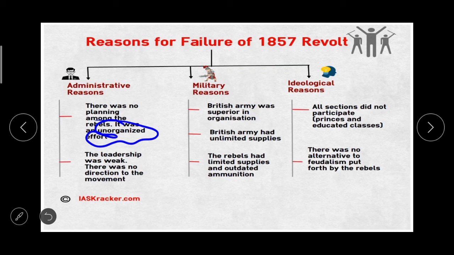Military reasons: British Army was superior in organization. British Army had unlimited supplies. The rebels had limited supplies and outdated ammunition. Ideological reasons: all sections did not participate. For example, princes and the educated class remained away or aloof from this struggle. There was no alternative to feudalism put forth by the rebels.